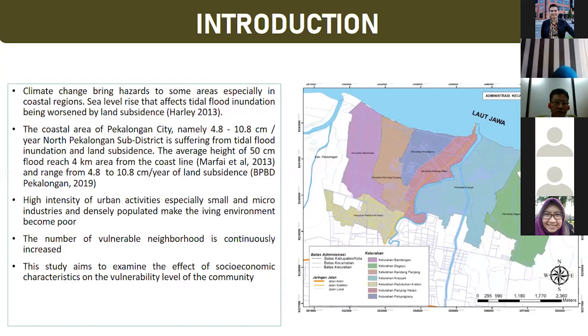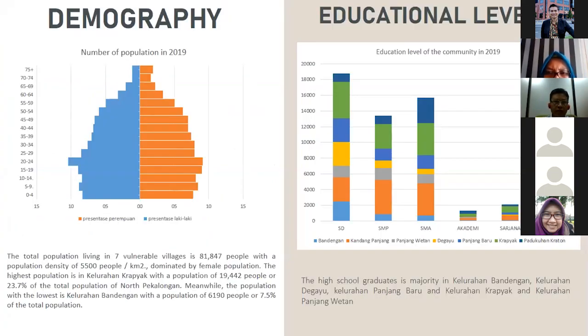Statistical data also shows that the number of vulnerable neighborhoods is continuously increasing. As I mentioned before, the study aims to examine the effect of the socioeconomic characteristics on the vulnerability level of the community. This is the fact about the demography and educational level.